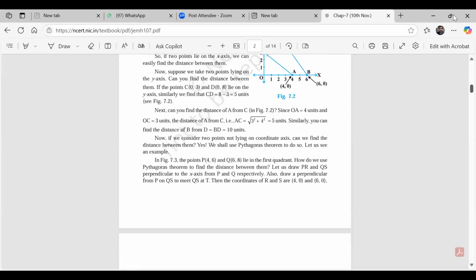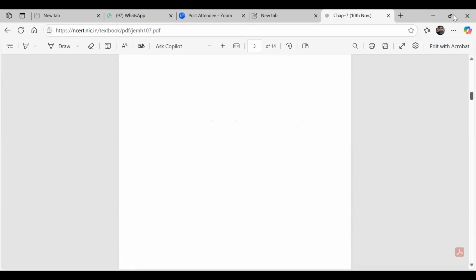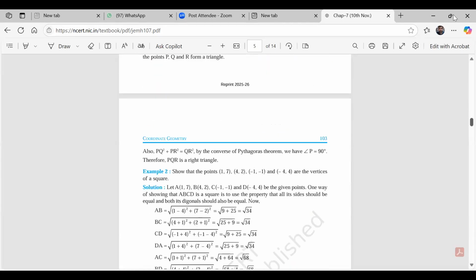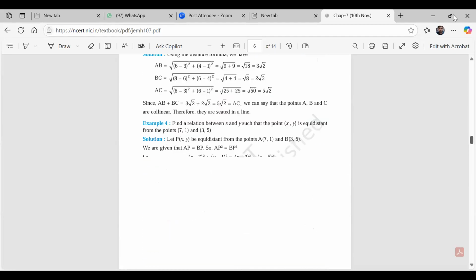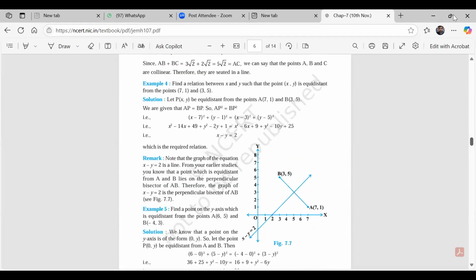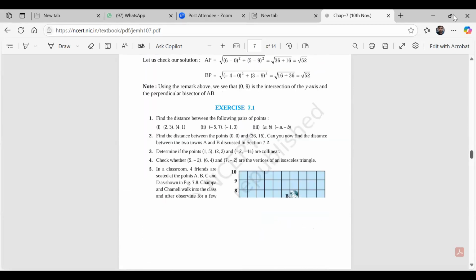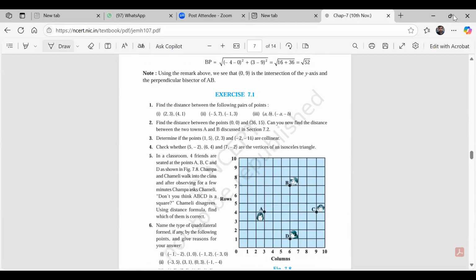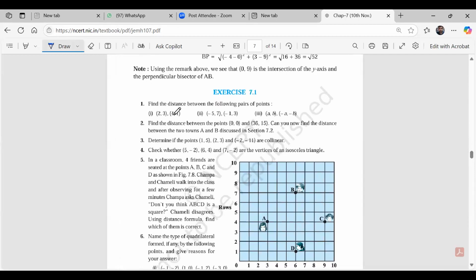Can you see the screen? Everyone? Yes, ma'am. See the questions. Question number 1. Okay, I'm zooming it a bit.